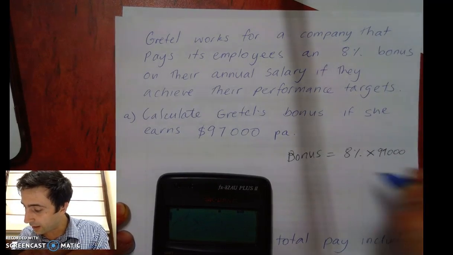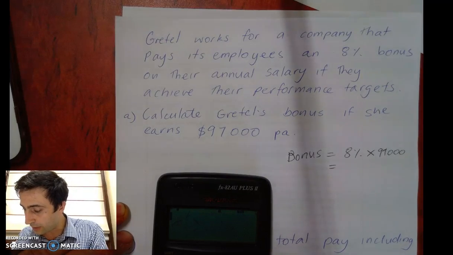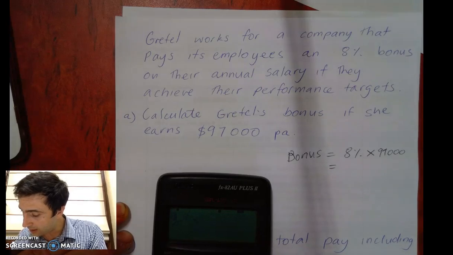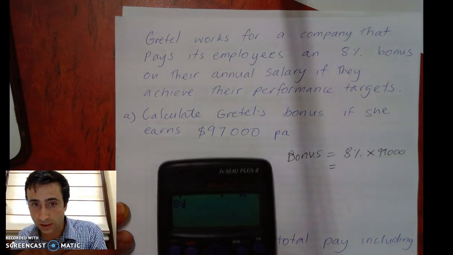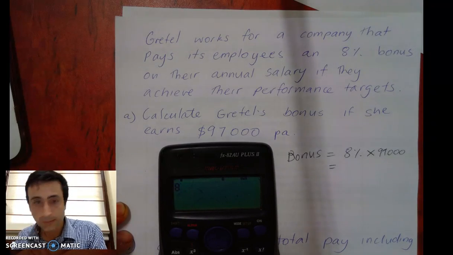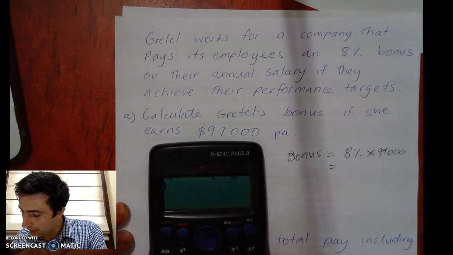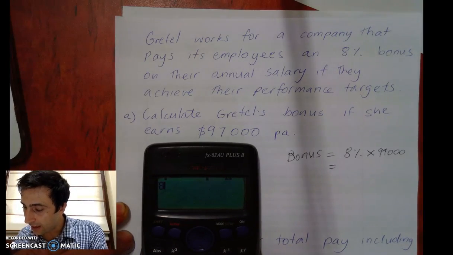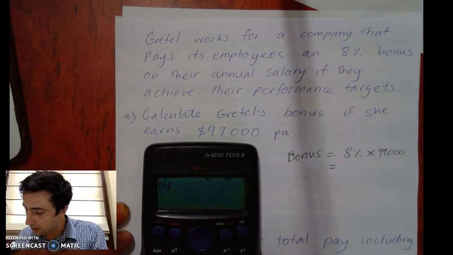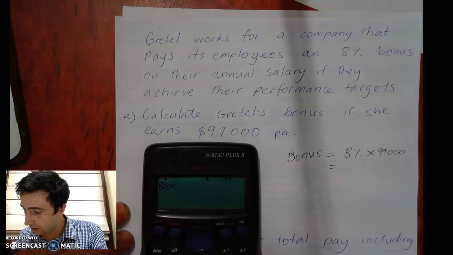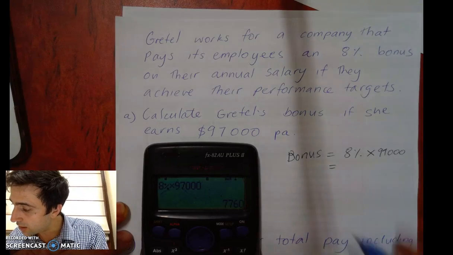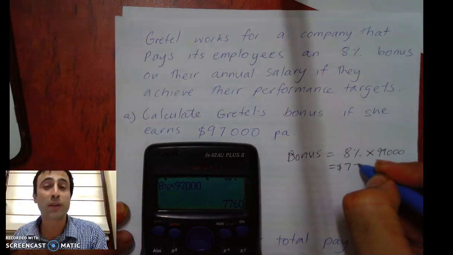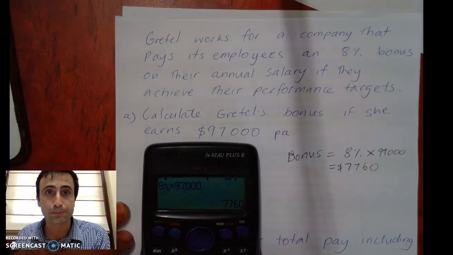We whack that into our calculator. The beauty of these Casios is you can put a percentage straight in. So 8%, it's the shift bracket button. Sorry, I'll do that again so that you can see it. There we go. 8, shift bracket, 8% of, which is times $97,000. She would have a bonus of $7,760 if she achieves her performance targets.